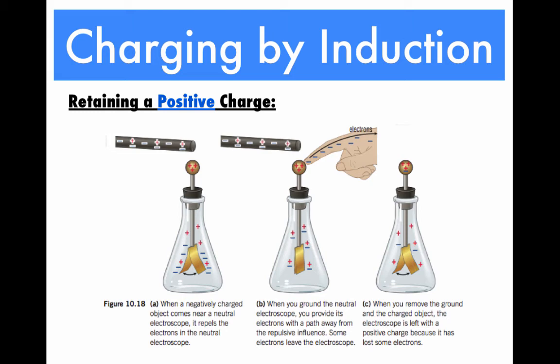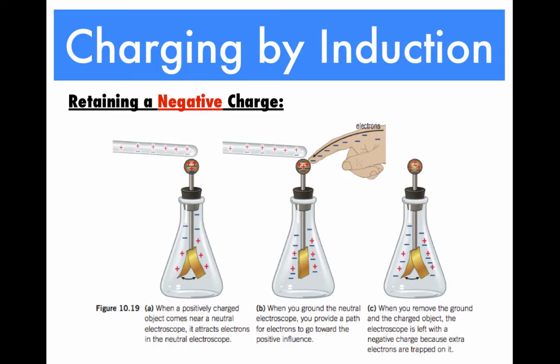However, if we want it to keep a charge, in this case a positive charge, we need to make sure that the negative ebonite rod is still close to the electroscope. Then we touch the electroscope with our finger, and that provides a pathway for the electrons. Because like charges repel, that negative ebonite rod will repel the electrons within the electroscope, and so the electrons will move from the electroscope into your finger. Then once you move your finger and the ebonite rod away, the electroscope will be left with a positive charge because it has lost some of the electrons.